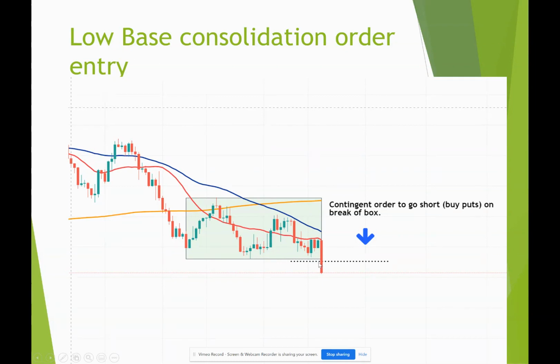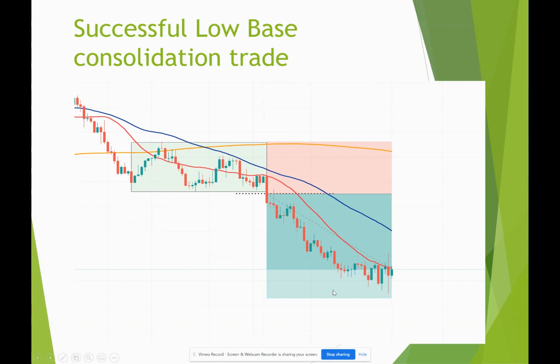Okay, I won't go through which strikes or which deltas or anything. That's another subject. It's just more how to read a chart and identify an opportunity. Okay, so the contingent order to go short, to buy puts on that break. And in this case, this would be a successful trade. You can see this is through TradingView.